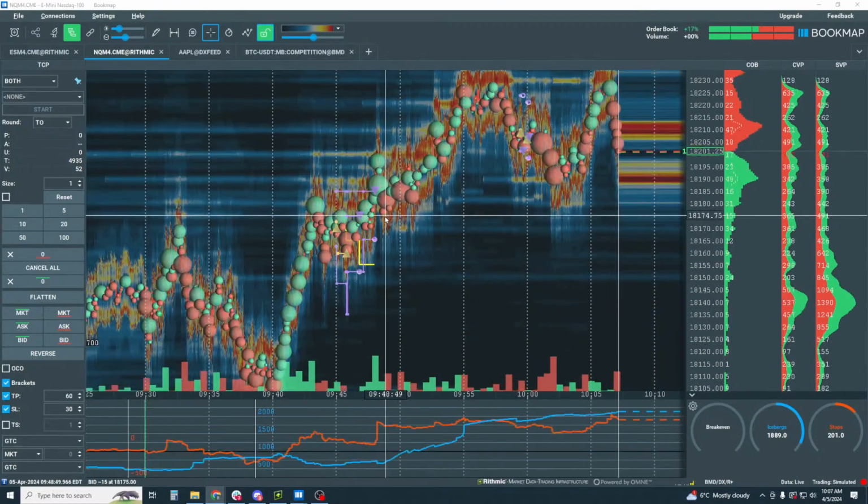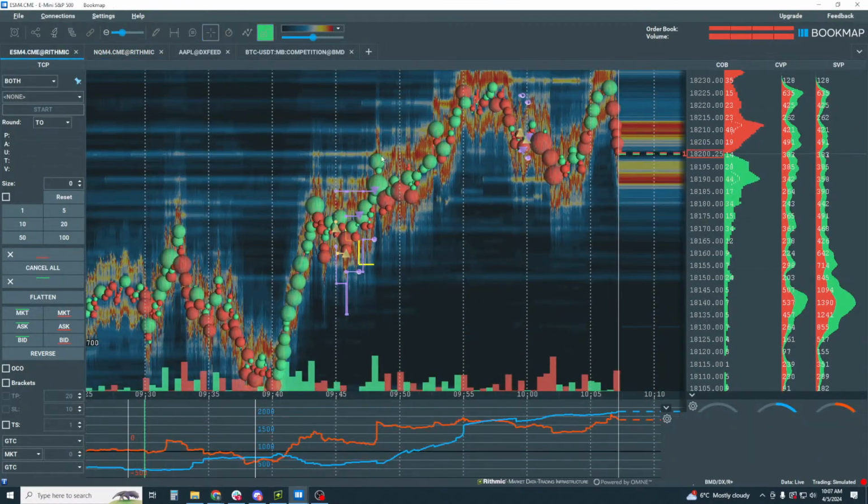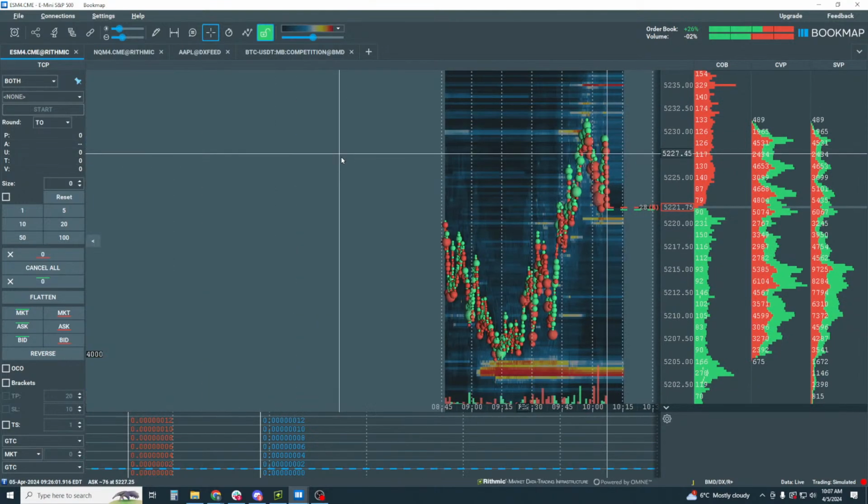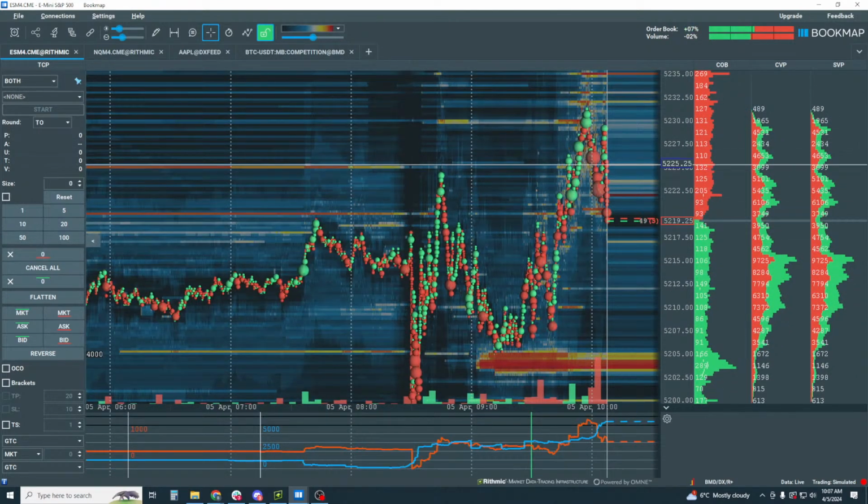What I wanted to cover today, we're looking at the NASDAQ here. We'll look over at the S&P E-mini. We had non-farm today, as you guys know.